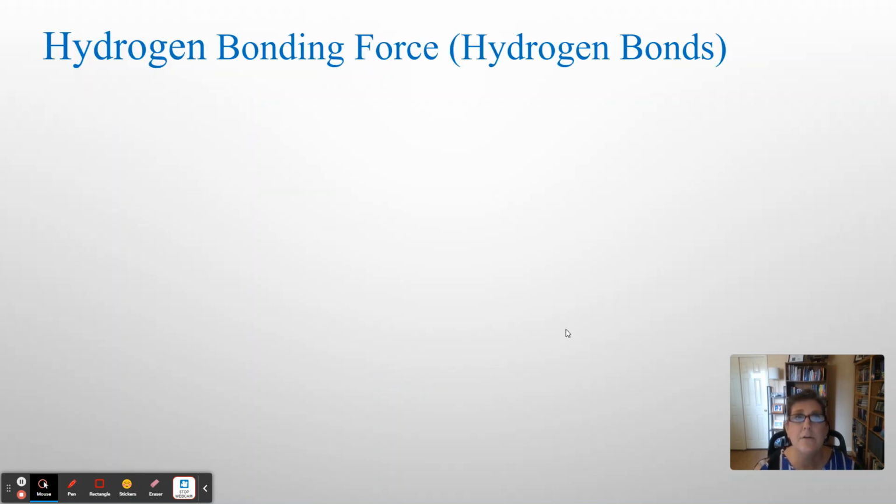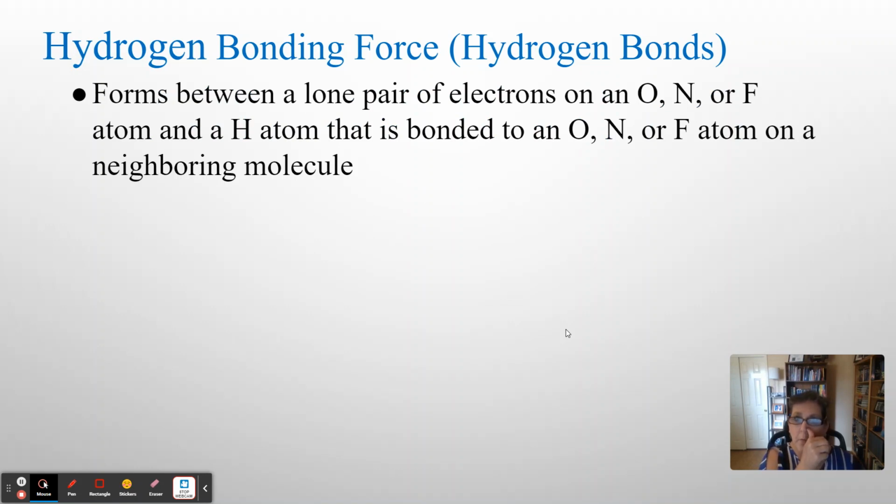Next force, hydrogen bonding force. It's a force. It's not a bond. It's a misnomer. Sometimes it's called hydrogen bridging force, but we're going with hydrogen bonding force. This forms between an O or N or F atom on one molecule, and they typically have lone pairs on them, and an H atom that is bonded to an O or N or F on a neighboring molecule. Again, you have to have at least two molecules to have a force.